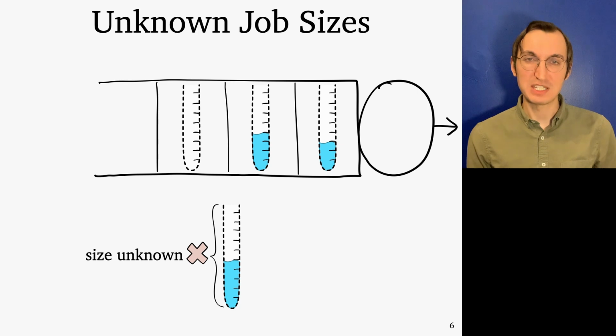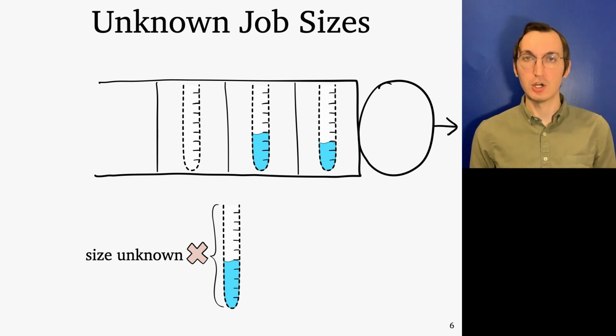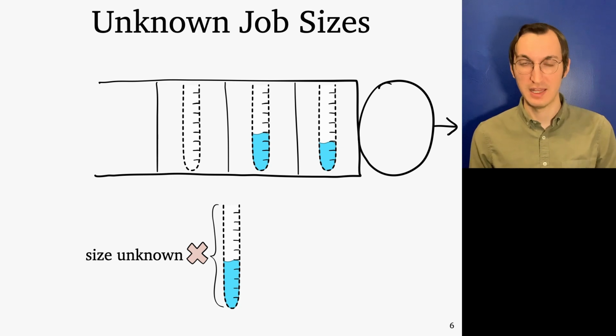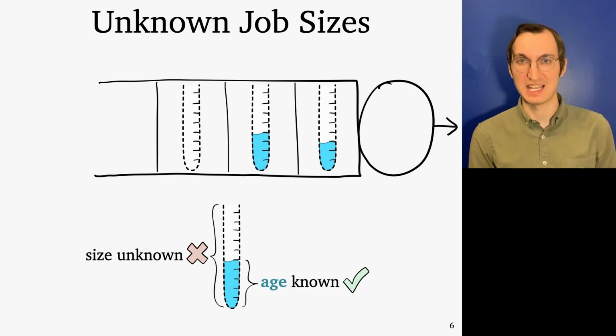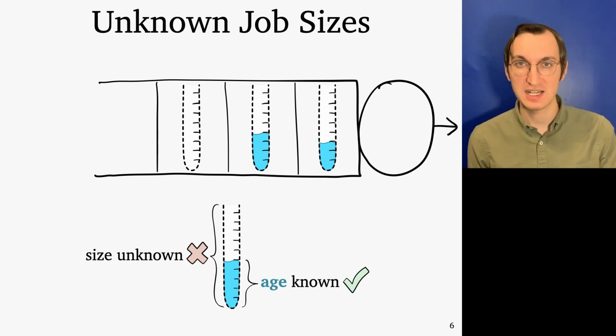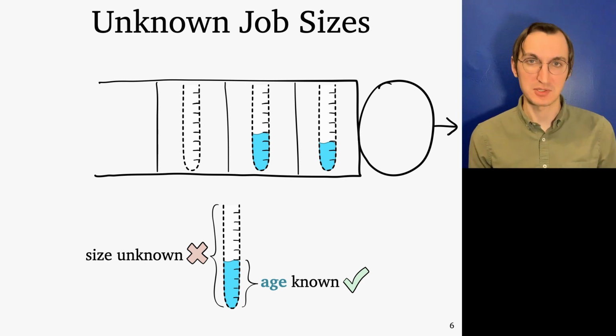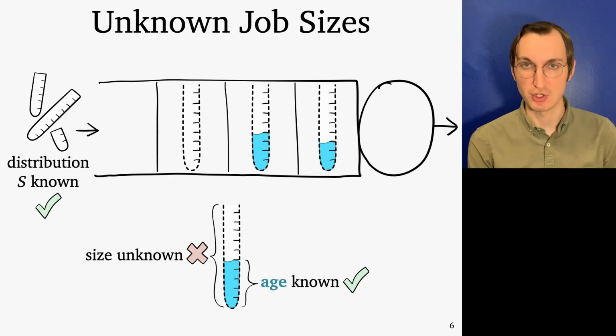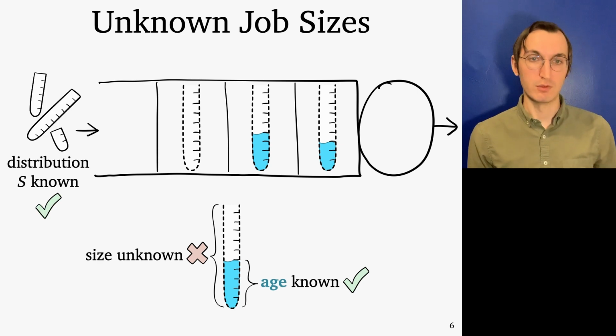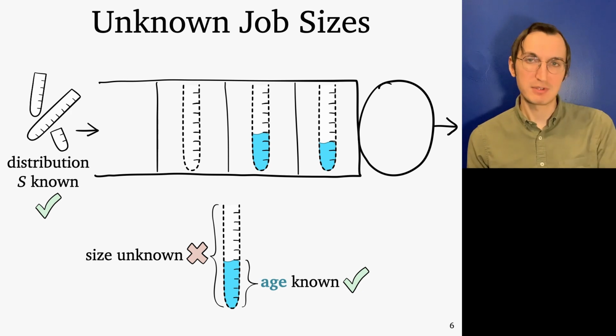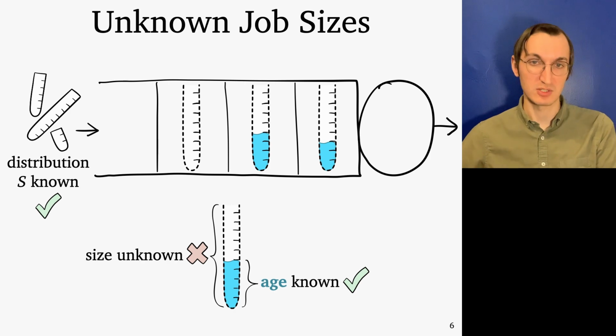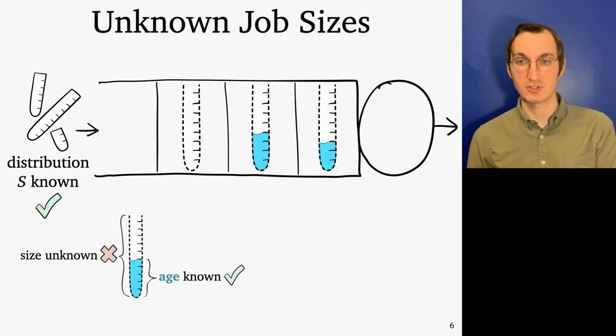So even though we don't know how long any job is going to take, we can still track how long we've served each job so far. That is, we still know every job's age. And even though we don't know any individual job size, it's still very reasonable to assume that we know the distribution of job sizes. That is, the overall size distribution S from which each job size is drawn. And this is a reasonable assumption because we might keep track of historical data and get, oh, this many jobs are small, this many jobs are big, this many jobs are in between.